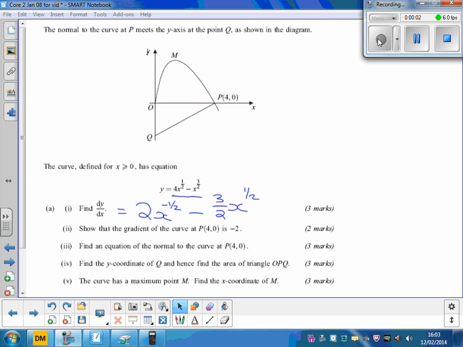June 2008, Core 2, continuing question 5. We've got to the bit that I think only one person in my whole class got. Find the maximum point. Now we don't want to see any second derivatives here. We don't want to see anything strange going on.